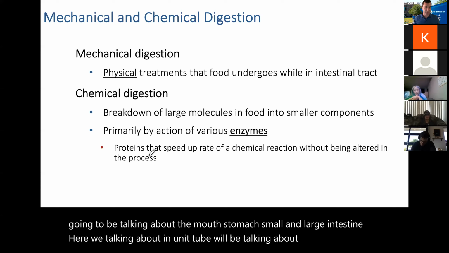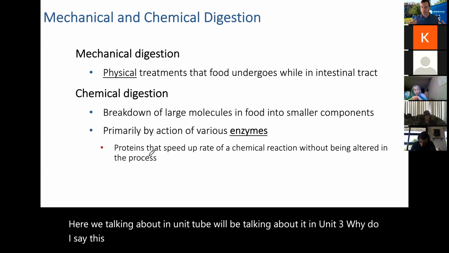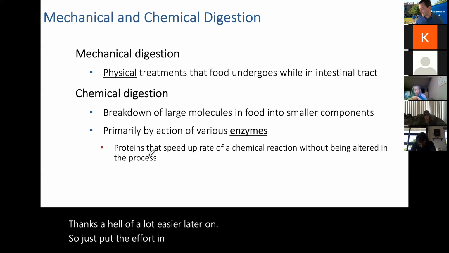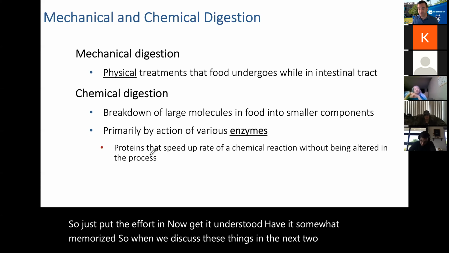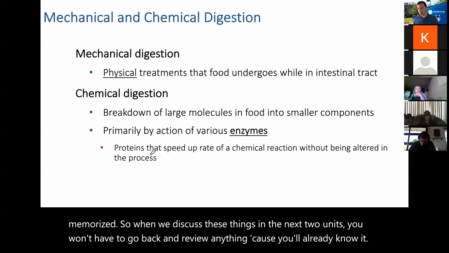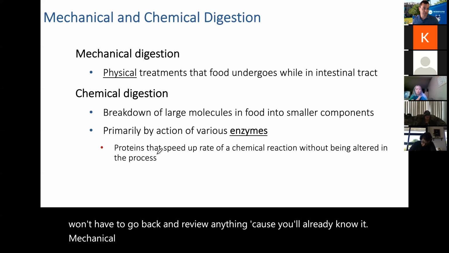Why do I say this? Learn it now. It makes things a lot easier later on. Put the effort in now, get it understood, have it somewhat memorized, so when we discuss these things in the next two units, you won't have to go back and review anything because you'll already know it. Mechanical digestion and chemical digestion: these are two different types.